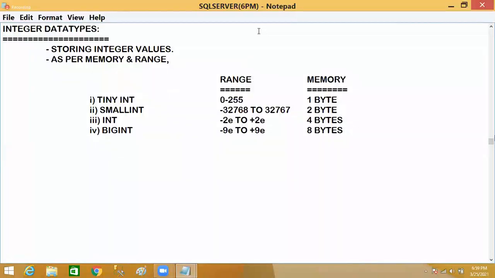Right. And next, the next category of data type is called the decimal data type.